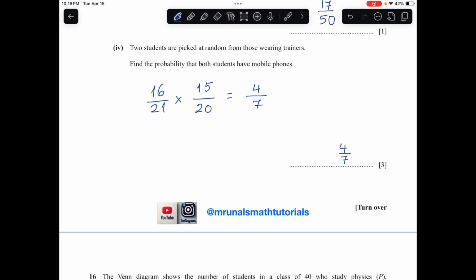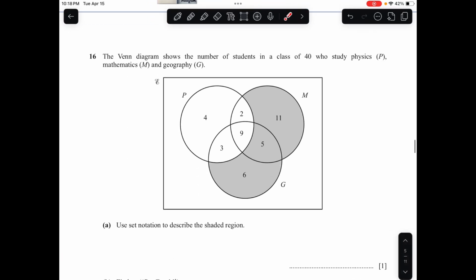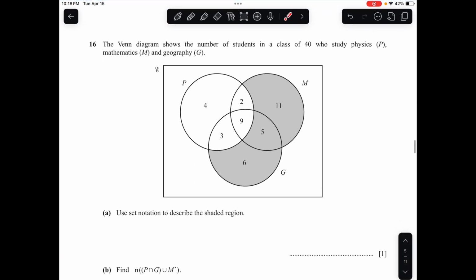You got to remember that if it says specifically picked at random from those wearing trainers, many students would end up writing 50 here. But now we need to read this carefully and write down the correct denominator. Let's move on to the next question.